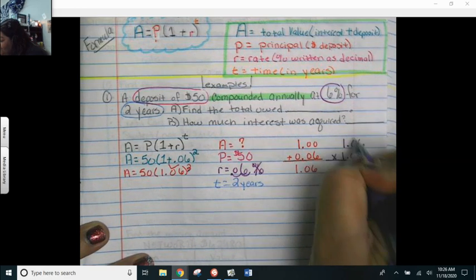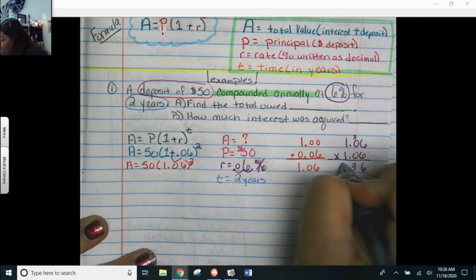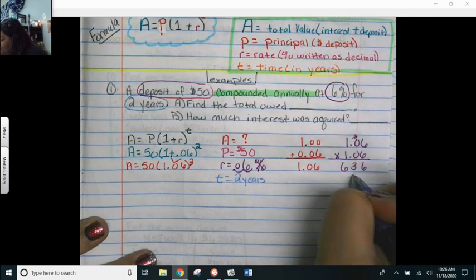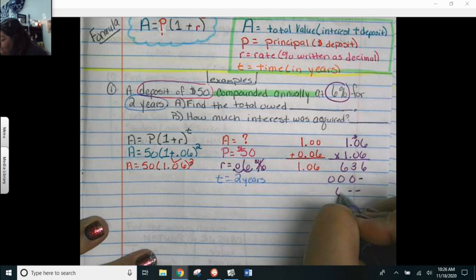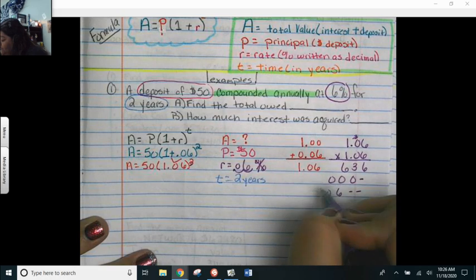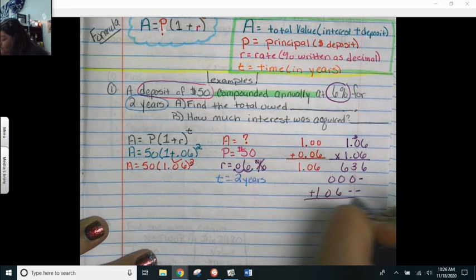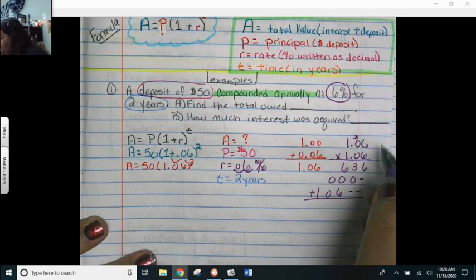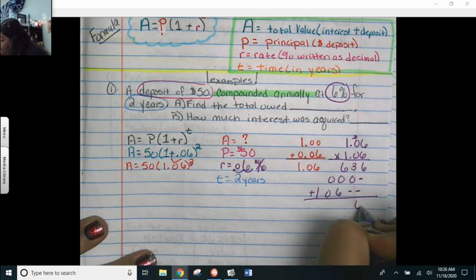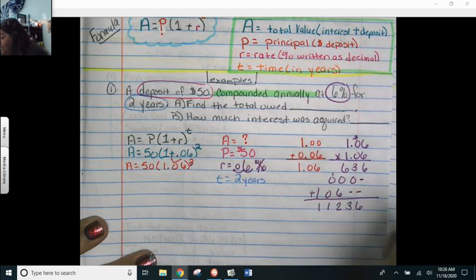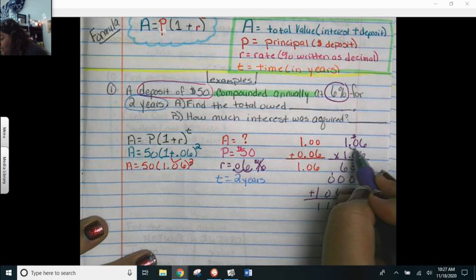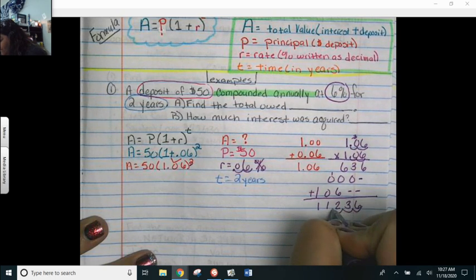6 times 6 is 36, and that's a 6. Okay, then here's my zeros. Skip a spot. Skip 2 spots now. 1 times 6 is 6. 1 times 0 is 0. 1 times 1 is 1. And we skip spots because it's the place value, okay? That's why we're doing that. Now we're going to go ahead and add them up. Careful with the decimals. I have 1, 2, 3, 4. 1, 2, 3, 4.